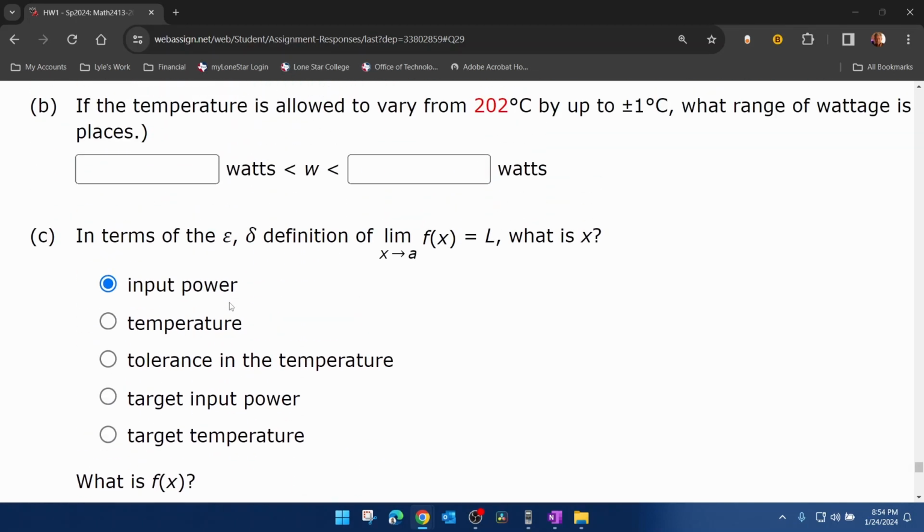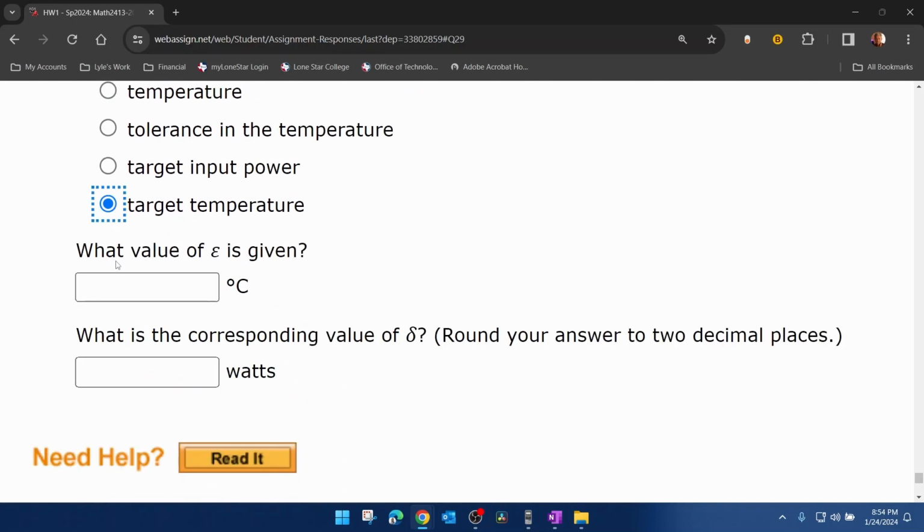And so that does it for the multiple choice questions here as far as identifying the components of the limit and what they represent. And if we read further, it says what value of epsilon is given. That was our plus or minus 1 degree Celsius. So epsilon in this case would be 1 degree Celsius that we're allowed to vary above and below 202 degrees.